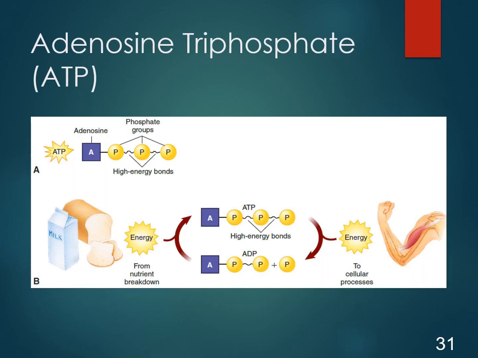We saved the best for the very last, and that is adenosine triphosphate. Adenosine triphosphate is a molecule that allows cells to make energy. You can see in this diagram here that there is one adenosine and 3 phosphates in one group. There will be more to come on this in later lectures.